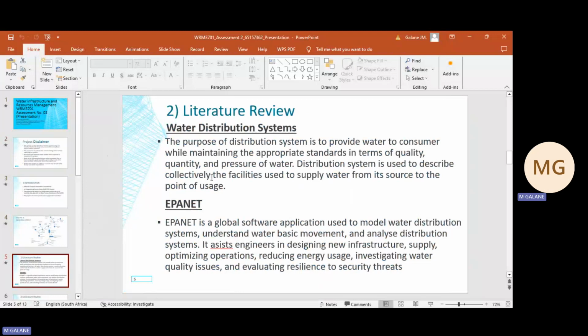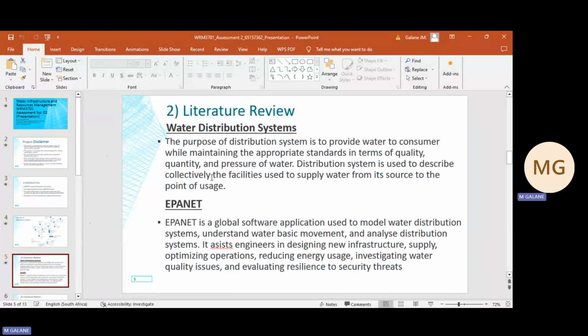Water distribution system. The purpose of a distribution system is to provide water to consumers while maintaining the appropriate standard in terms of quality and pressure for water. The distribution system is used to describe collectively the facilities used to supply water from its source to the point of usage.